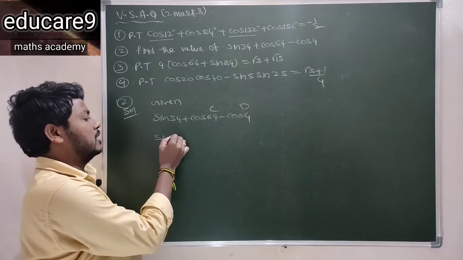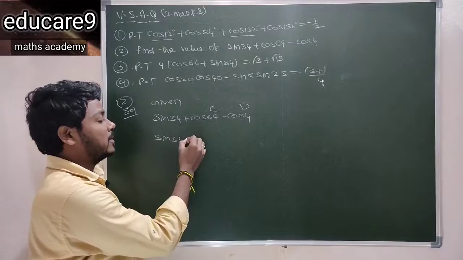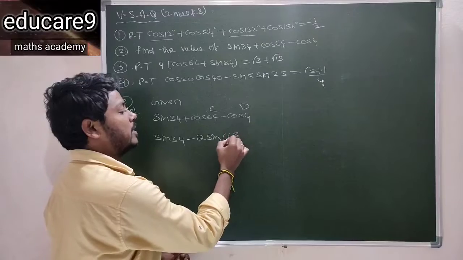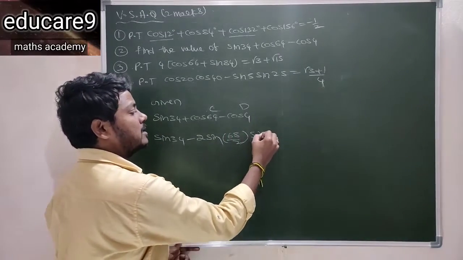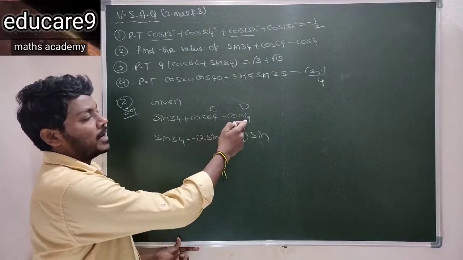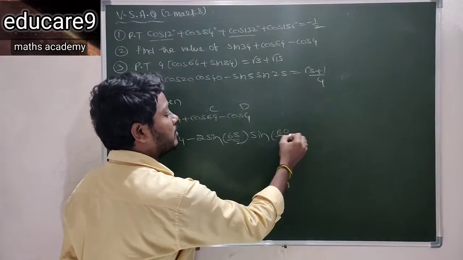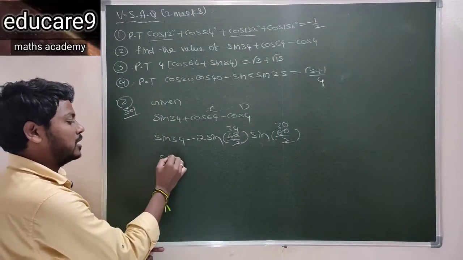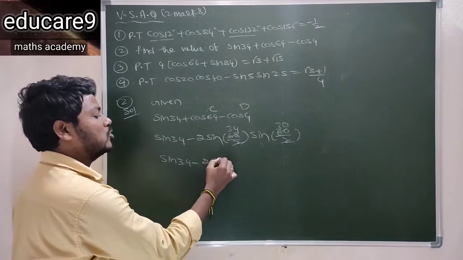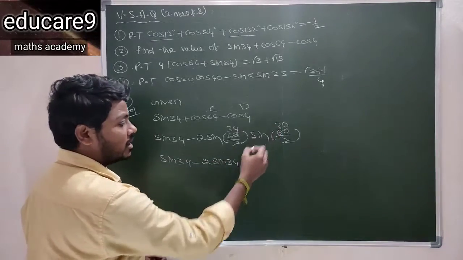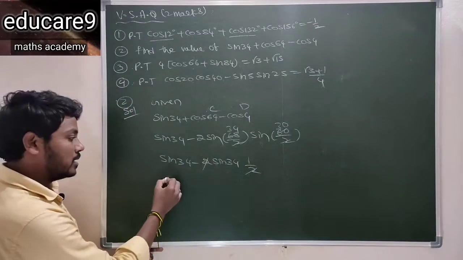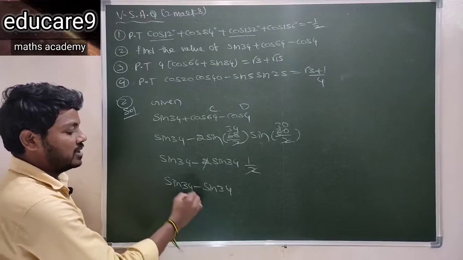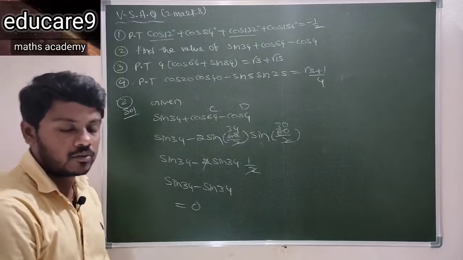See here, this is sin 34. You know that cos C minus cos D is minus 2 sin (C plus D) by 2, that is 68 by 2, and sin (C minus D) by 2, 64 minus 4, that is 60 by 2. So 2 ones are 2, 2 threes are 6. So this is sin 34 minus 2 sin 34 into sin 30 value 1 by 2. So 2 get cancelled. This is sin 34 minus sin 34. So clear, this value is 0. So this is the required answer.